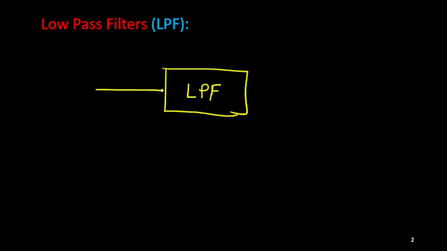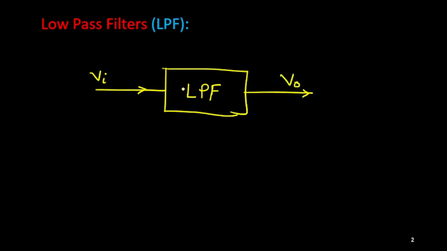So this is a system. We can consider a low-pass filter as a system, and I'll call it LPF for short. The system will have one input. This input is Vi, and the corresponding output I'll call V0.